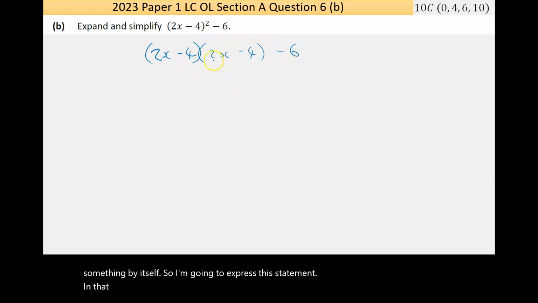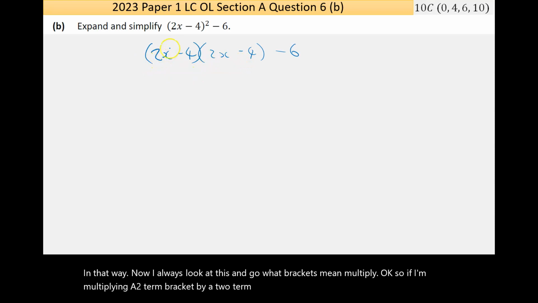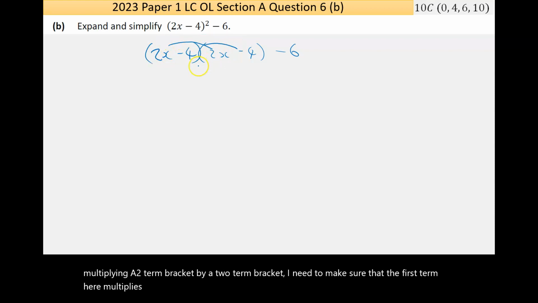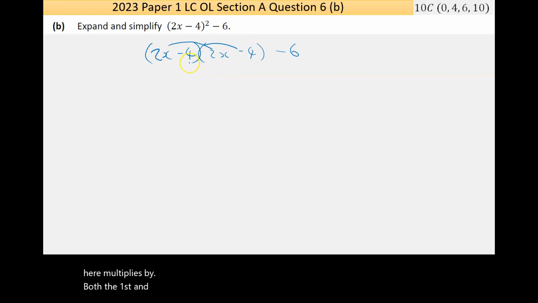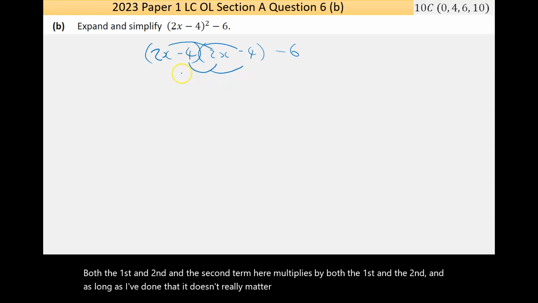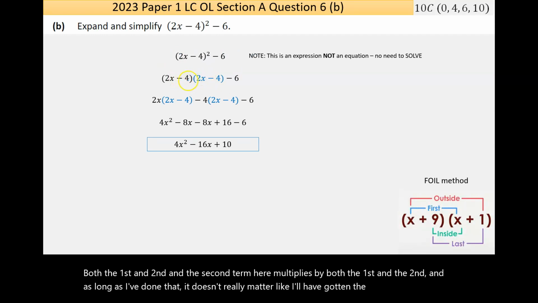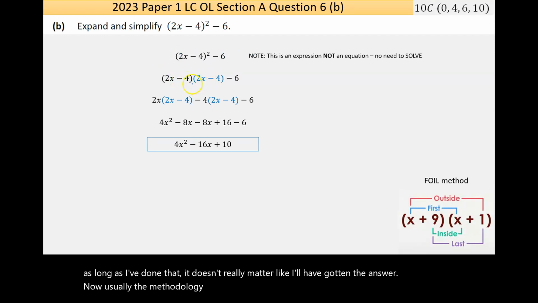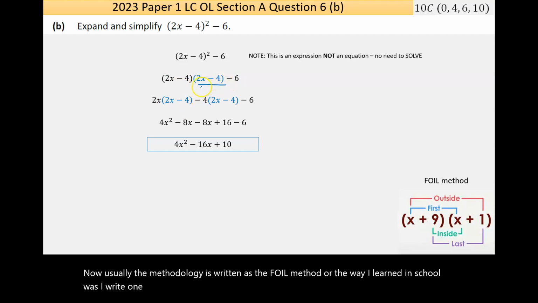Now I always look at this and go, well, brackets mean multiply. So if I'm multiplying a 2-term bracket by a 2-term bracket, I need to make sure that the first term here multiplies by both the first and second, and the second term here multiplies by both the first and the second. And as long as I've done that, it doesn't really matter. I'll have gotten the answer. Now, usually the methodology is written as the FOIL method, or the way I learned it in school was I write one bracket out twice, and I usually pick the second. So I've written that out twice.